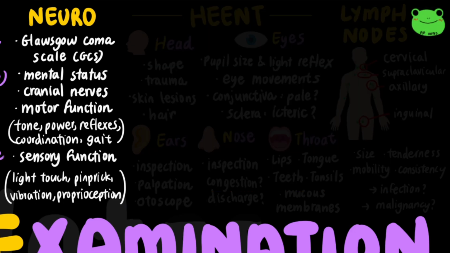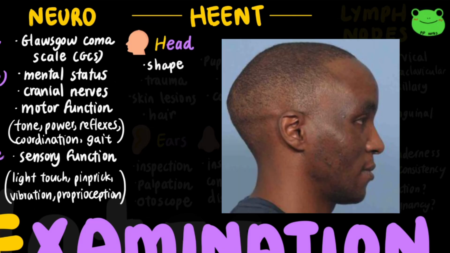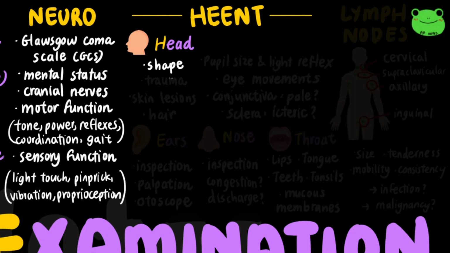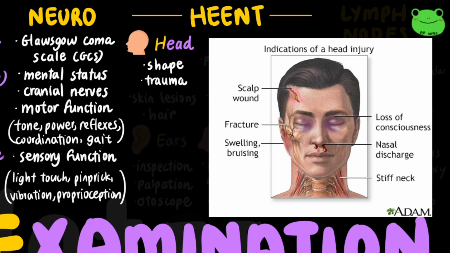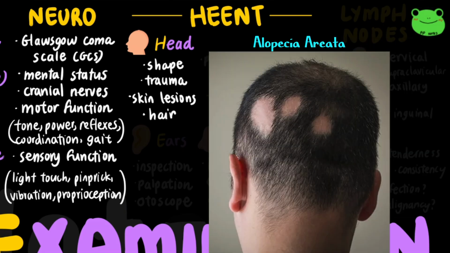All of these together give us a comprehensive picture of the nervous system. Next is the HEENT examination, which stands for head, eyes, ears, nose, and throat. Starting with the head, we observe the overall shape and contour to detect abnormalities such as asymmetry or deformities. We also look for signs of trauma, scars, or skin lesions, and check the hair distribution and texture, which can reveal nutritional or endocrine problems.